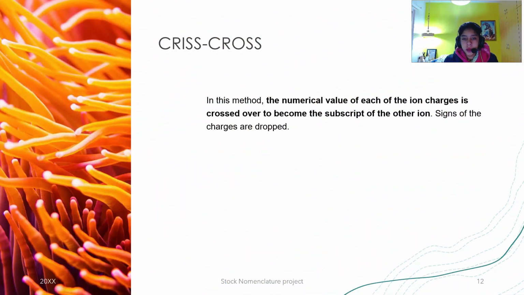Crisscross. In this method, the numerical value of each ion's charge is crossed over to become the subscript of the other ion. Signs of the charge are dropped. And now I'm going to explain the exercise.